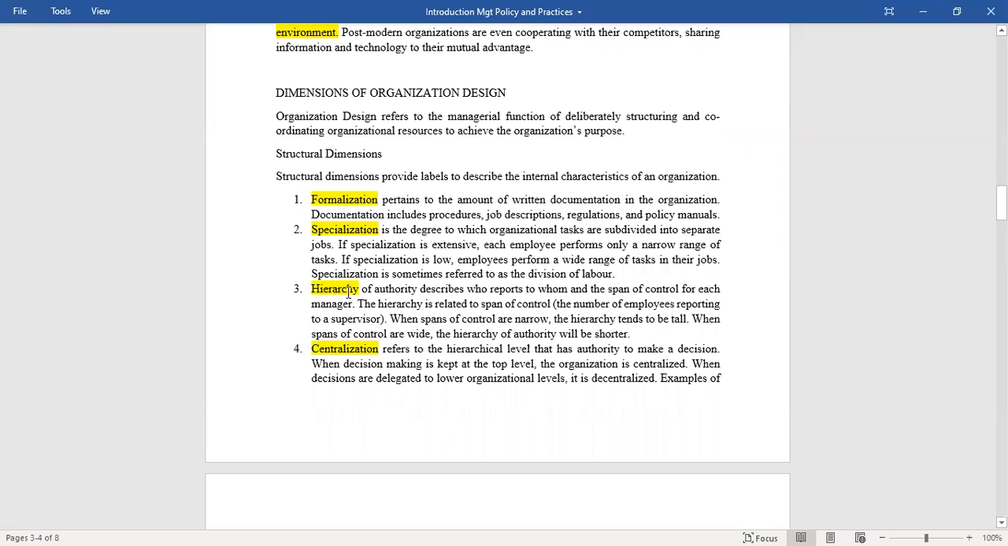Now let's come to the third thing in the structural dimension, which is hierarchy of authority, meaning who reports to whom and the span of control for each manager. The hierarchy is related to span of control, the number of employees reporting to a supervisor. When span of controls are narrow, ठीक है, the hierarchy tends to be tall.